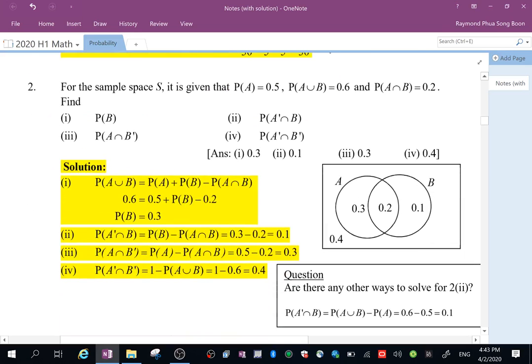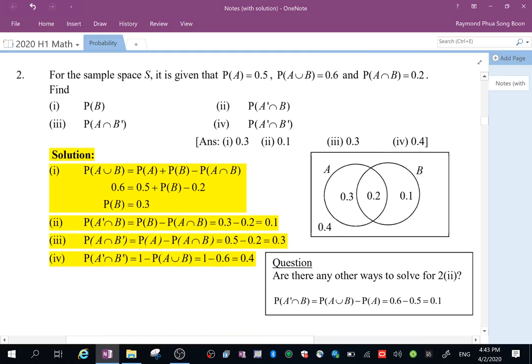Good. Let's move on and look at question 2. You are told that in the sample space S, P(A) is this, P(A union B) is this, and P(A intersect B) is this. Part 1, you're asked to find P(B). Again, what relates A union B and A intersect B is the same law as the one we used in question 1. P(A union B) is P(A) plus P(B) minus P(A intersect B). We know P(A), P(A union B), and P(A intersect B), so the only unknown is P(B), which we can easily find from this law.